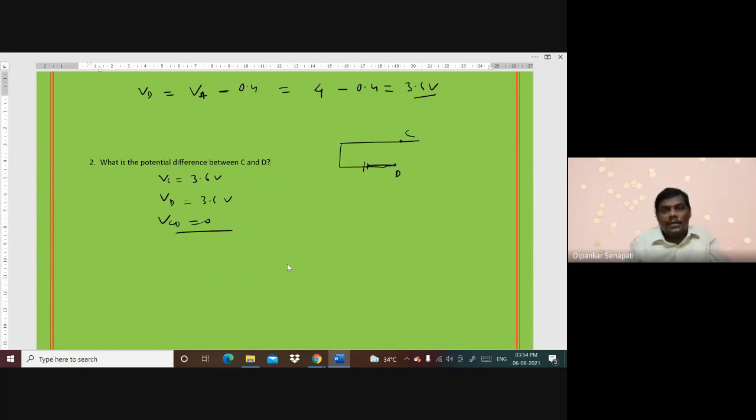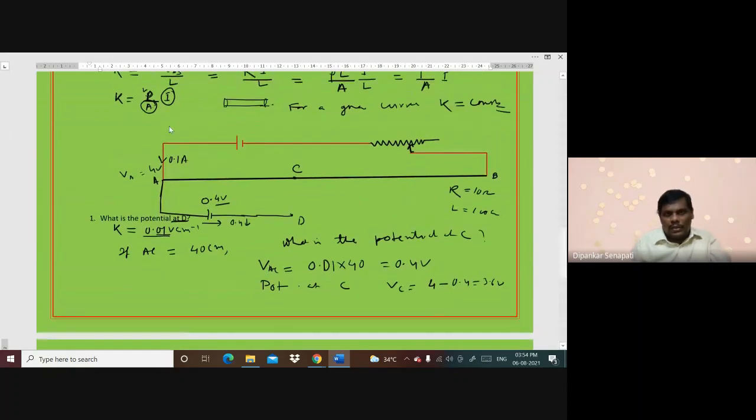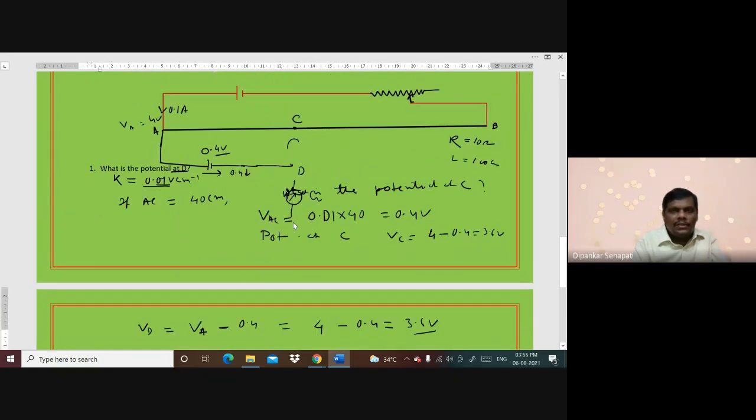If we connect these two points with any kind of gadget, can you expect any current through this? Suppose this is a galvanometer. Can you expect any current? No, not at all. What is the reason? The reason is that the potential difference between C and D is 0.